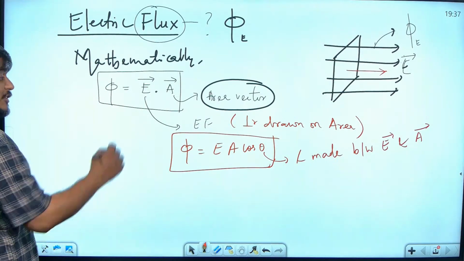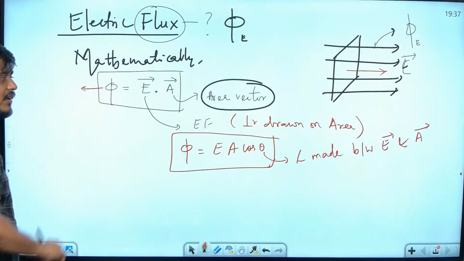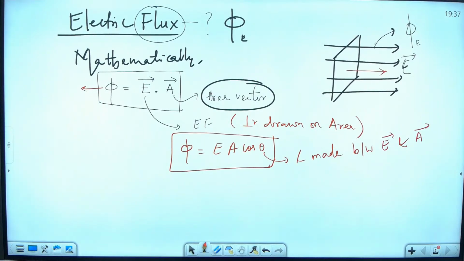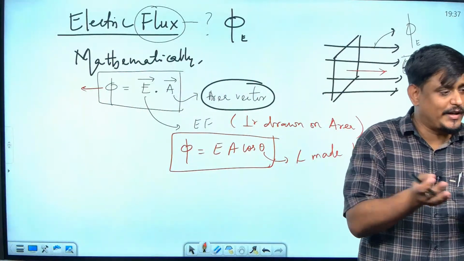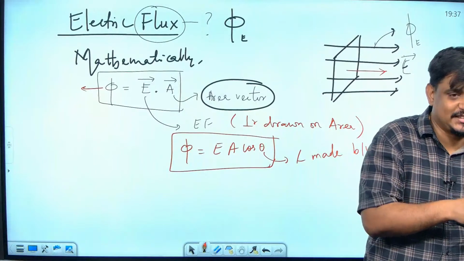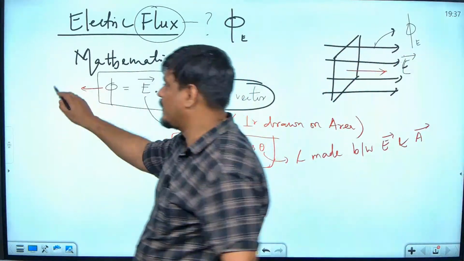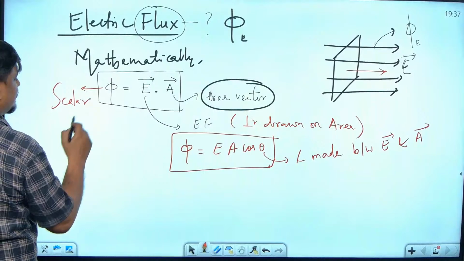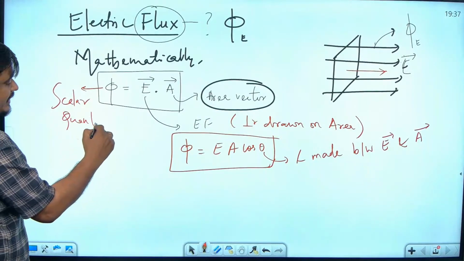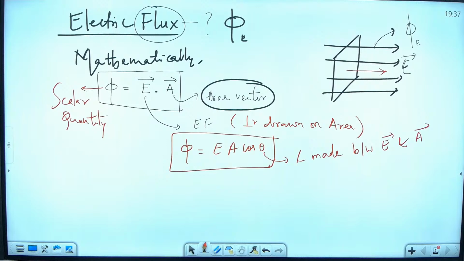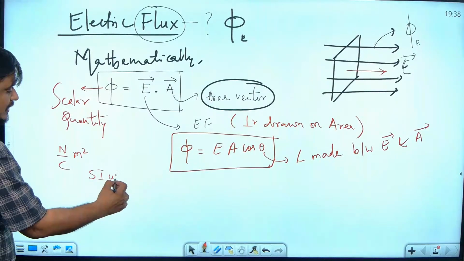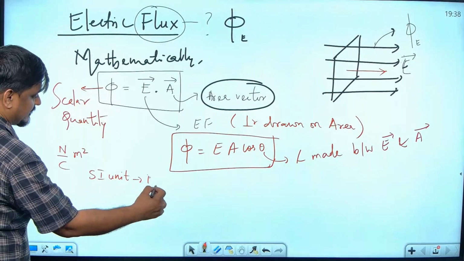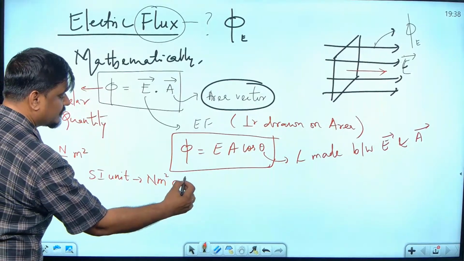What will be its SI unit? First of all, whether flux is scalar or vector? Obviously scalar. Dot product of two vector quantities is scalar. That's why it's called a scalar product, isn't it? So it is a scalar quantity. Electric flux is a scalar quantity, and what will be its unit? Electric field is Newton per Coulomb, area is meter square, so SI unit will be Newton meter square per Coulomb, isn't it?